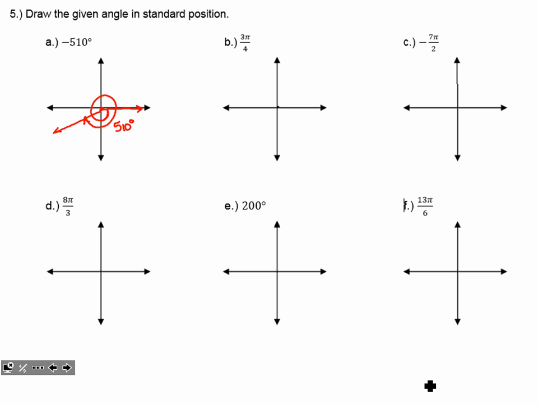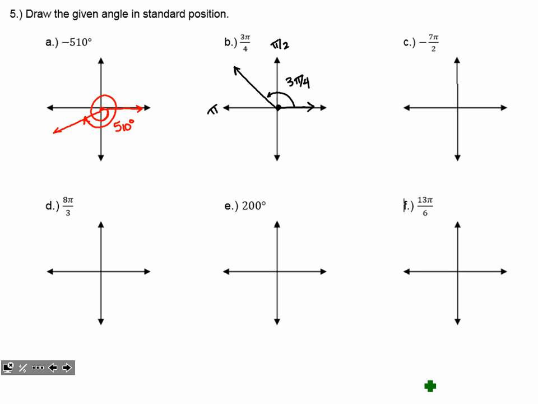For letter B, 3 pi over 4, there's my initial side. Remember that 180 degrees is the same as pi radians. We're given a pi radian angle, a fraction of pi, so I want to go 3/4 of the way to pi to create that angle, and I'm indicating that it was drawn in a positive direction.